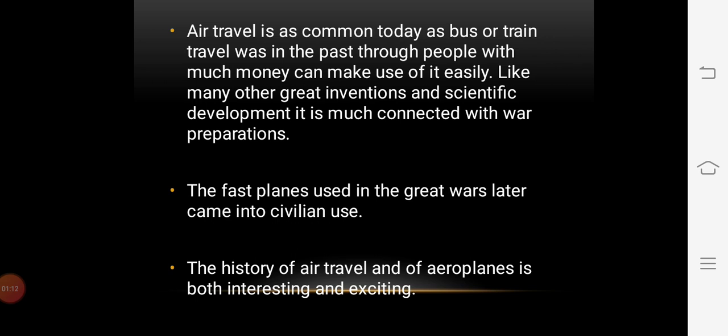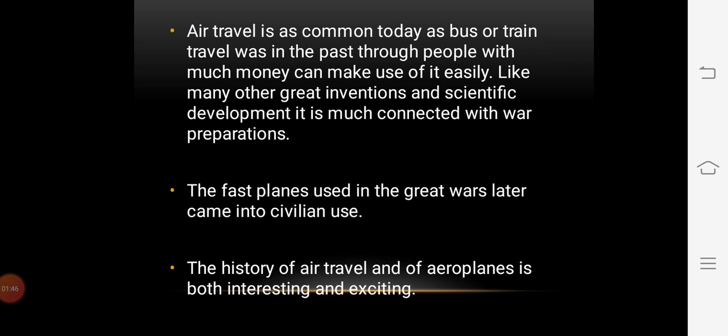We are traveling through it nowadays. We are also traveling through aeroplanes easily. We can go from one city to another city, one country to another country within a short time, and it is not a wastage of money, but we are saving our time. So as I told you, it is a great invention by scientific development.